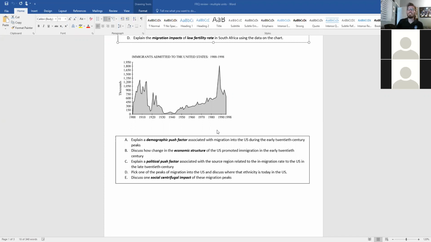Then it says, discuss how change in the economic structure of the US promoted immigration in the early 20th century. Once again, there's only 2 places on this planet that went through the Industrial Revolution, and that was England and the United States at the same time.